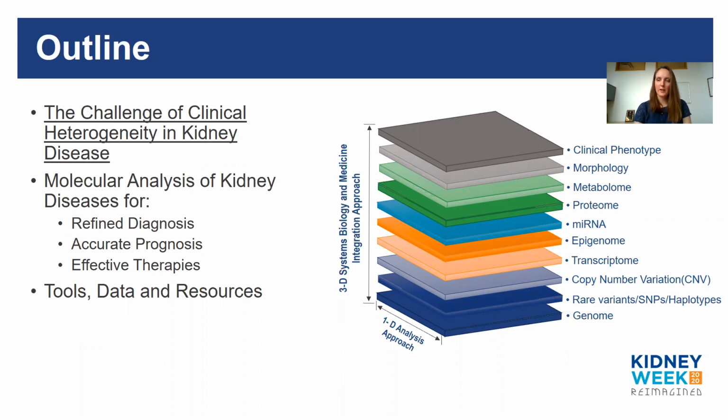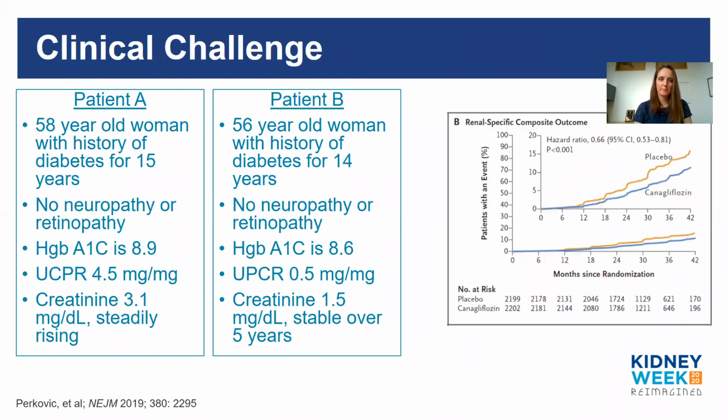So let's start off here talking about some clinical information. So I think, across many kidney diseases, we've known for a long time that the current way we assign a diagnosis is really insufficient to accurately predict prognosis and response to therapy.